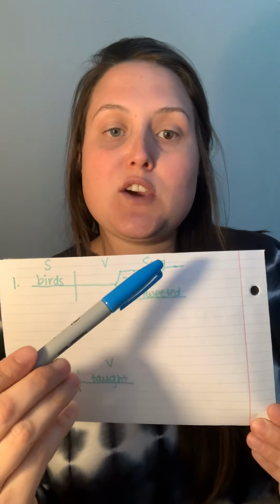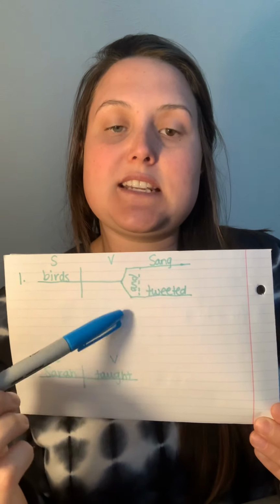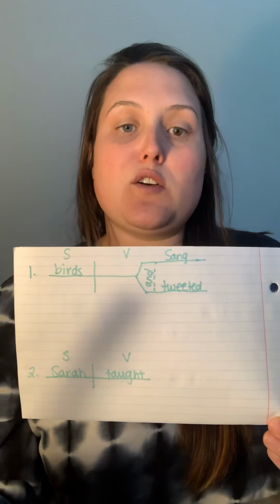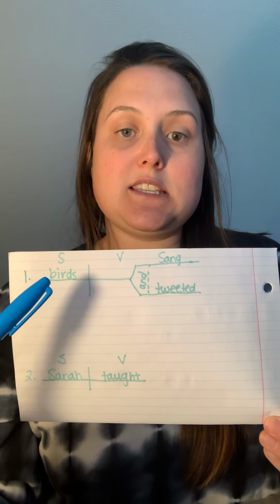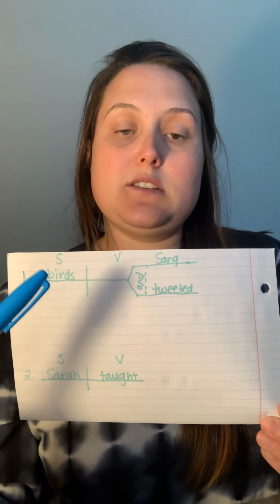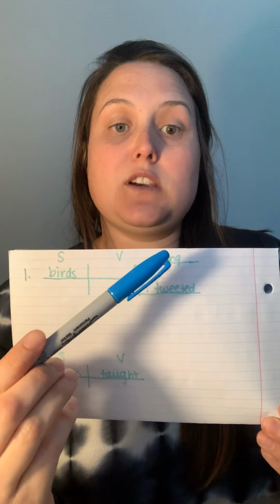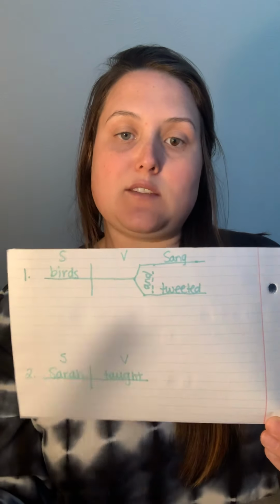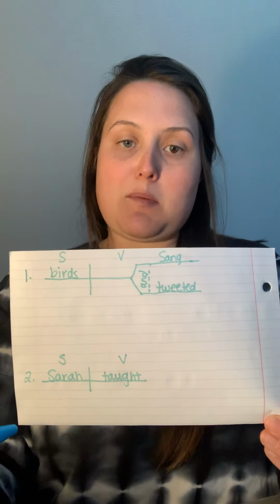Don't forget, when you have two verbs in a sentence, if there is a conjoining word, it goes in the middle of the bracket. So your diagram should look like this. Subject is bird, verbs are sang, tweeted, and your conjoining word is and. So that is what you will diagram on your sheet of notebook paper.